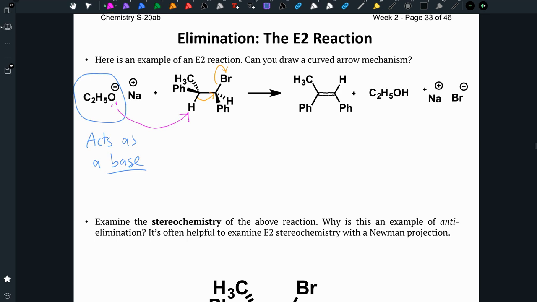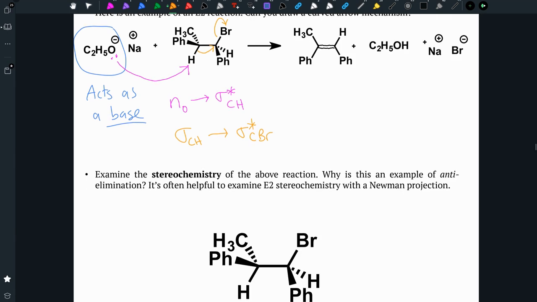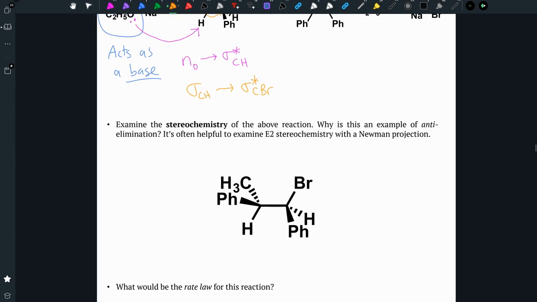Our donor-acceptor interactions here are that the lone pair on oxygen is donating to sigma star CH, while at the same time, sigma CH is donating to sigma star CBr. So we have the same ultimate acceptor as in an SN2 reaction, but it's happening indirectly.